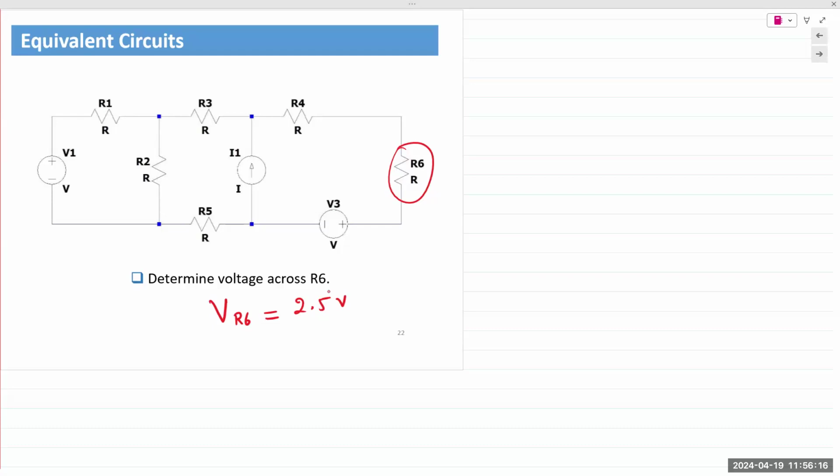The rest of the circuit is already done. The rest of the circuit has fixed values. It has fixed components. You have multiple sources in there. You have multiple resistors in there. Your job as an engineer is to determine the value of R6 so that VR6 does not exceed or fall below 2.5 volts. What do you do?